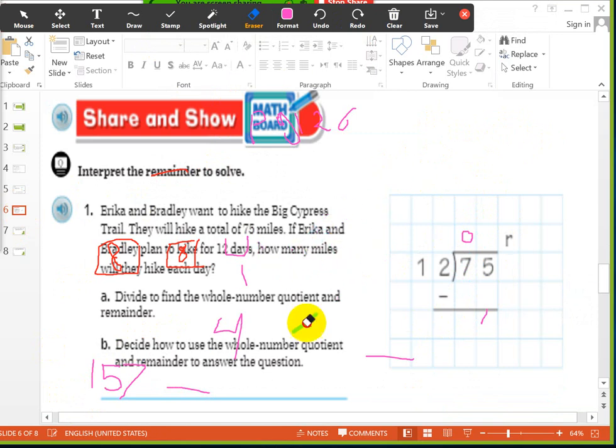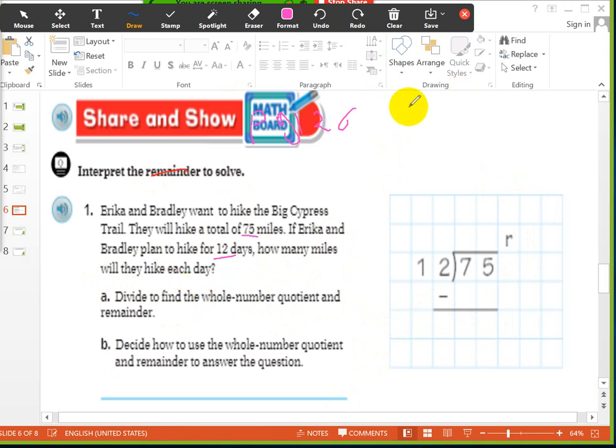Let's read the problem. Erica and Bradley want to hike the Big Cypress Trail. They will hike a total of 75 miles. So this is the number of whole miles that they will hike. If Erica and Bradley plan to hike for 12 days, how many miles will they hike in each day?